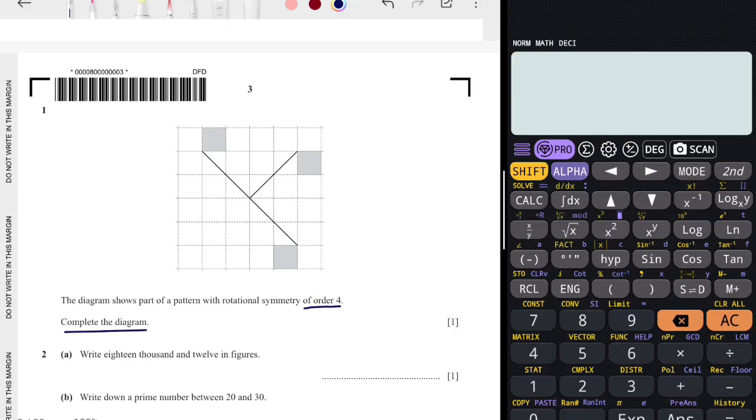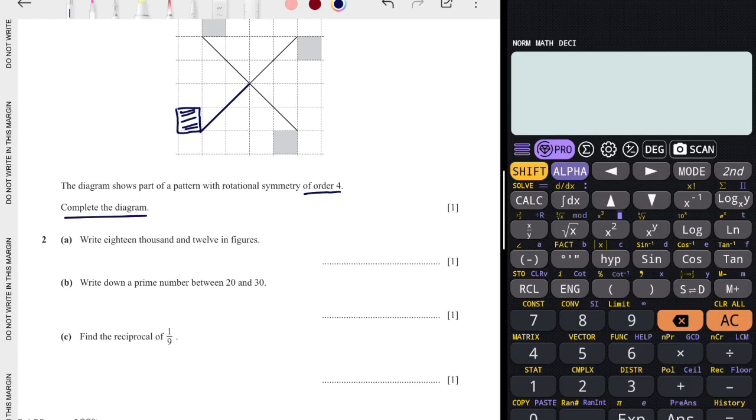So students, if you see this diagram, there is one box missing, and that is to be shaded here. Now extend this line also. Now this diagram has a perfect symmetry of order 4. Next question.